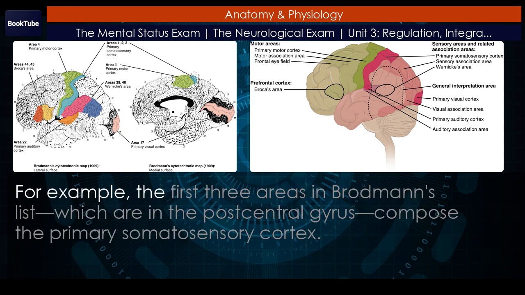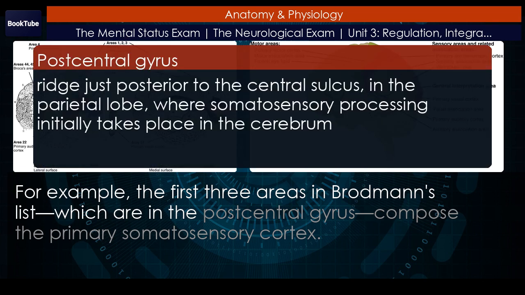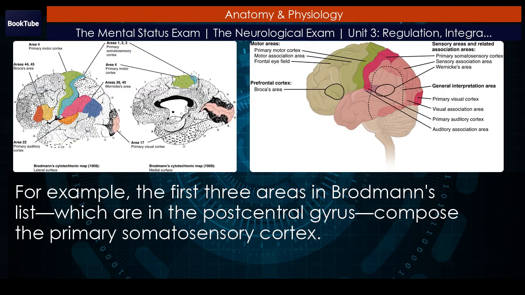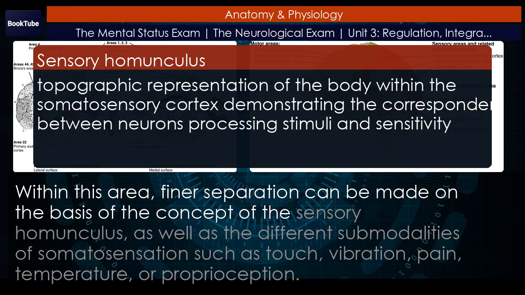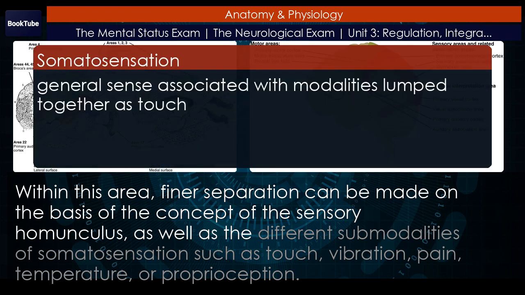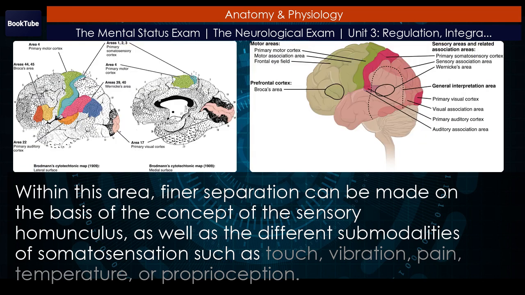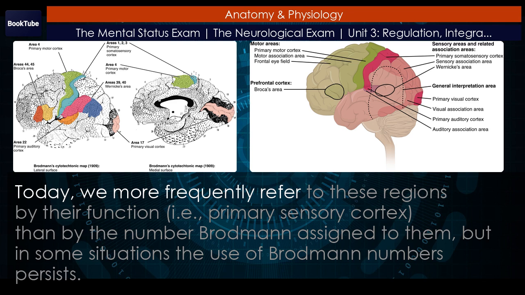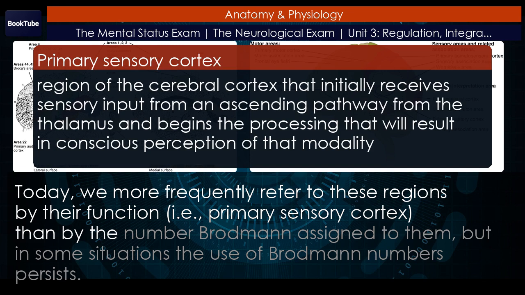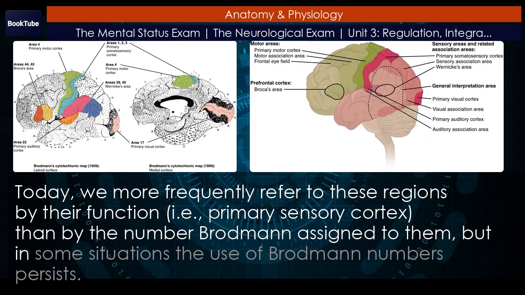For example, the first three areas in Brodmann's list, which are in the postcentral gyrus, compose the primary somatosensory cortex. Within this area, finer separation can be made on the basis of the concept of the sensory homunculus, as well as the different submodalities of somatosensation such as touch, vibration, pain, temperature, or proprioception. Today, we more frequently refer to these regions by their function, i.e., primary sensory cortex, than by the number Brodmann assigned to them. But in some situations the use of Brodmann numbers persists.